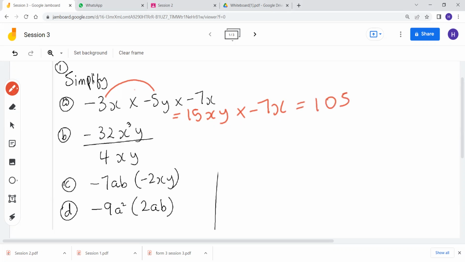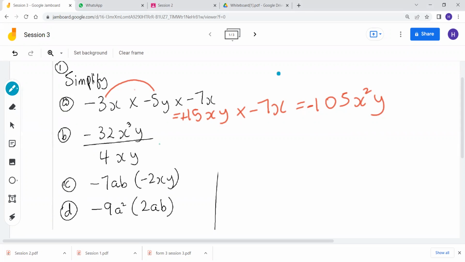xy by x now, what's here? x by x is x squared y, right? x squared y, because we have 2 x's multiplied by each other there, right? And the sign now, students, positive by negative is negative. Negative 105x squared y, right? Nice. We're on to the next one here now.